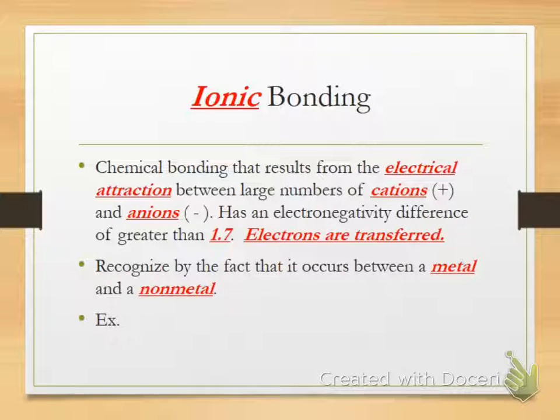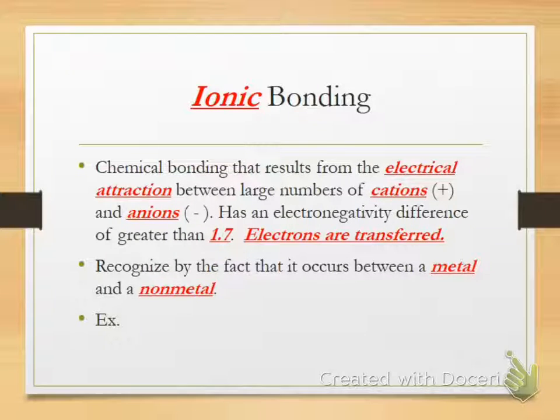So ionic bonding is the chemical bonding that's the attraction between the cations and the anions. And we said the cations are positive. If they're positive, did they lose or gain electrons? They lost electrons. If they're anions, then they gained electrons. The electronegativity difference is greater than 1.7.